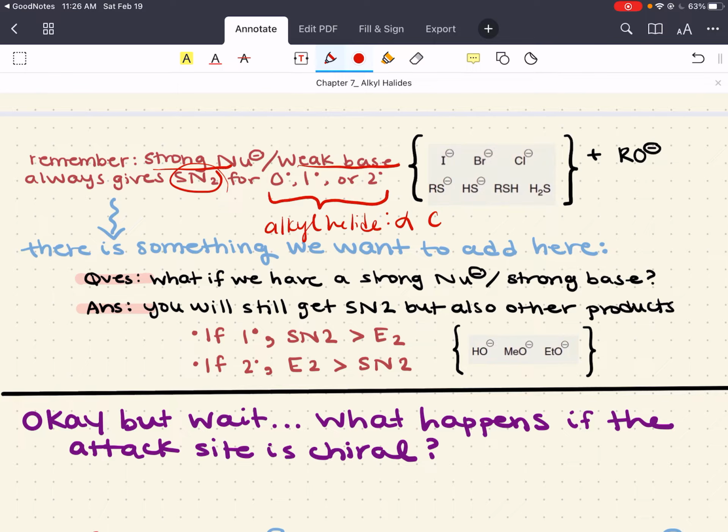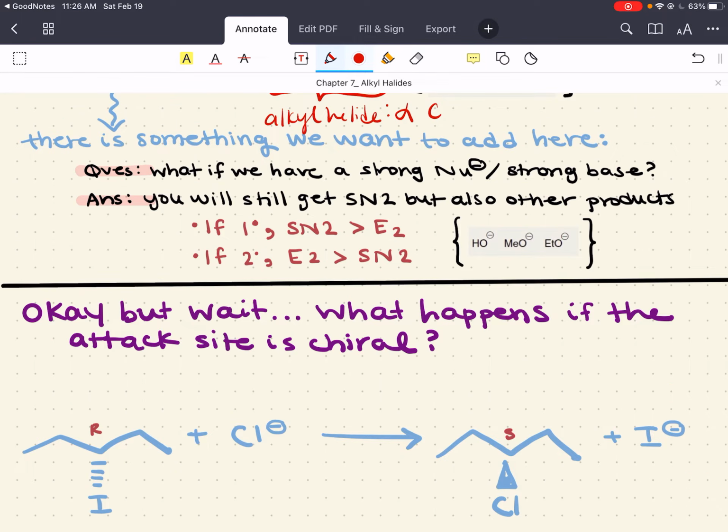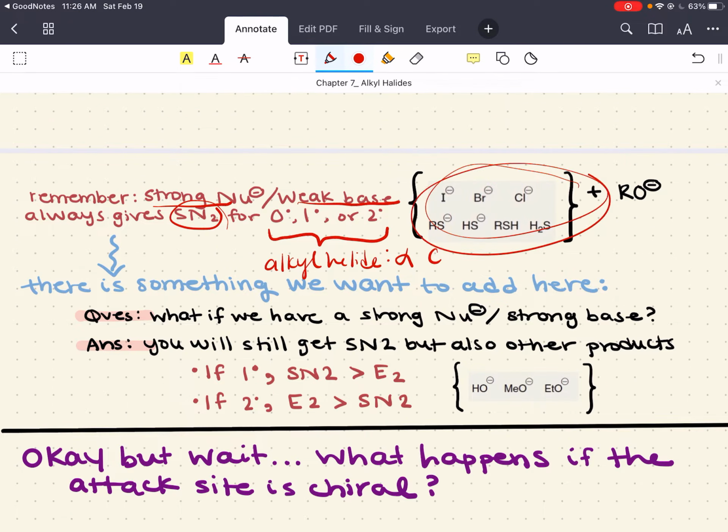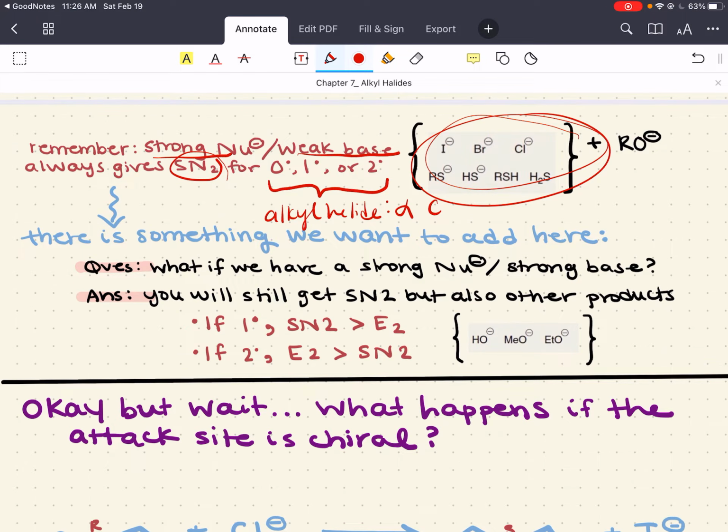Okay, now here's something that's a little different. By the way, here are our strong nucleophile, weak bases. There's something we need to add here. What if we have a strong nucleophile, strong base? Well, then you're still going to get SN2 products, but you're also going to have other products. These are examples of strong nucleophile, strong bases.